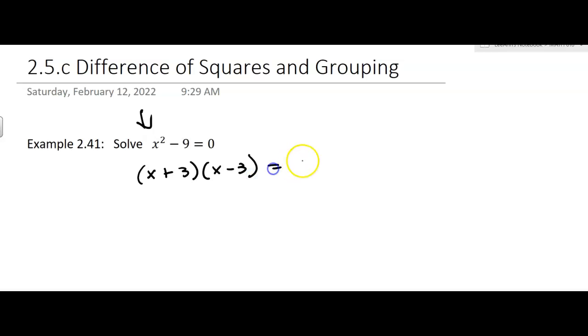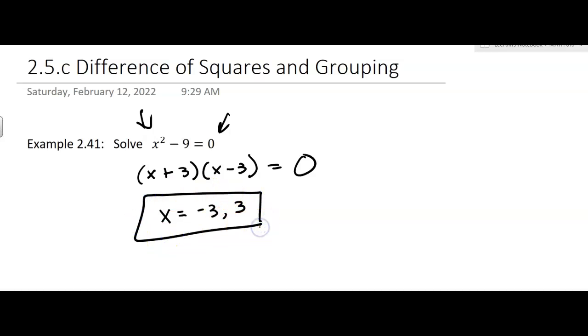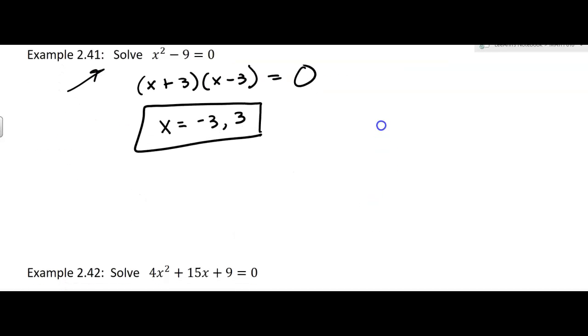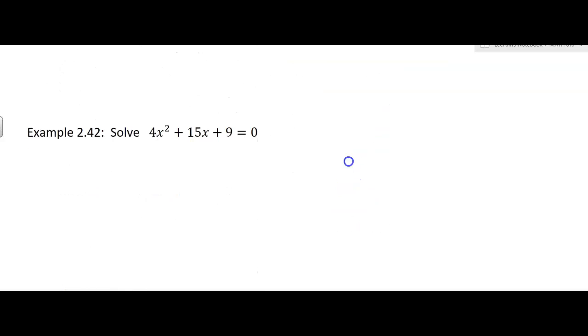And we still had it set to 0. You always have to make sure you don't do that if you're solving by factoring. And we get two solutions here, x equals -3 or positive 3. Now we'll see this problem a little later in another video, a similar problem. We'll show you a different technique.